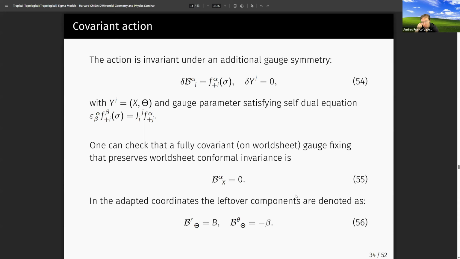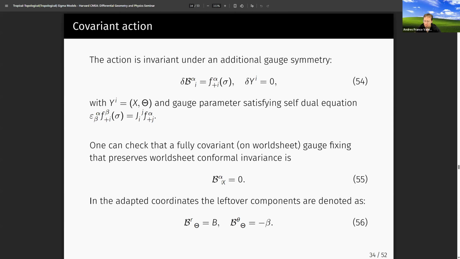there's a natural gauge fixing that you can do on the action that actually preserves the Ricci conformal invariance. And when you do that, you can find out that you can kill all the components of the auxiliary field that have to do with the target space coordinate x.